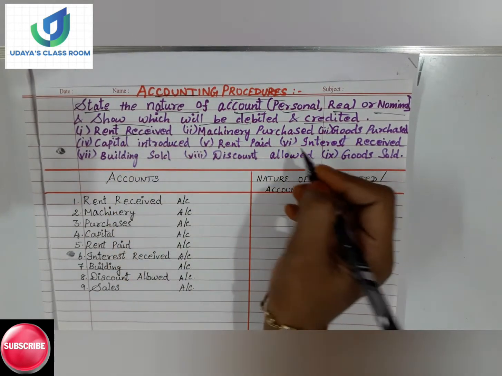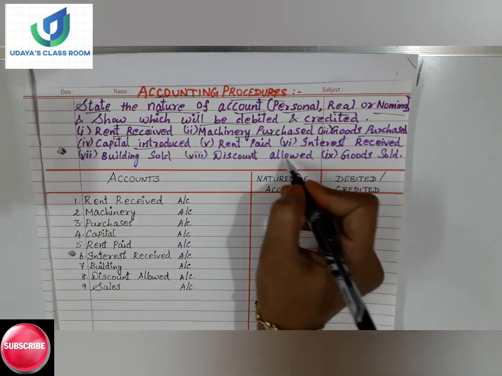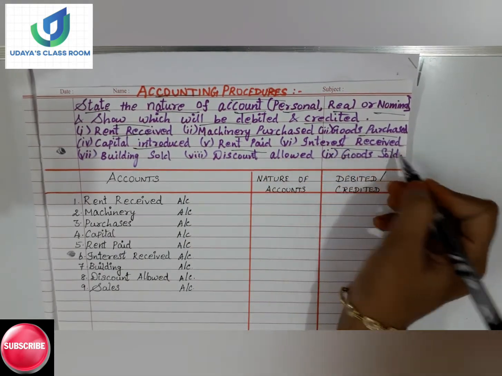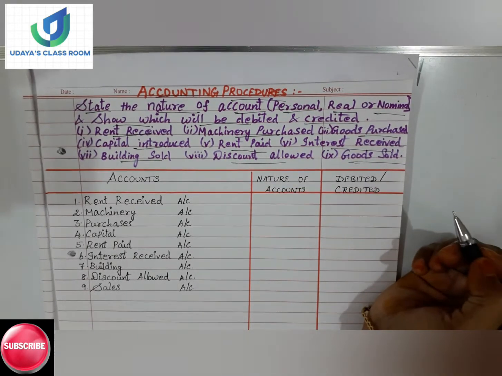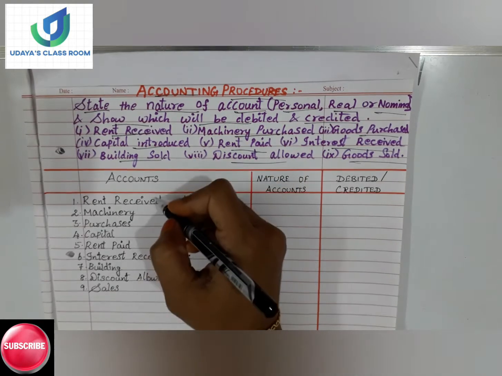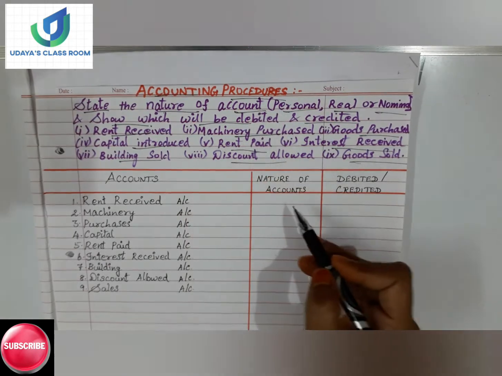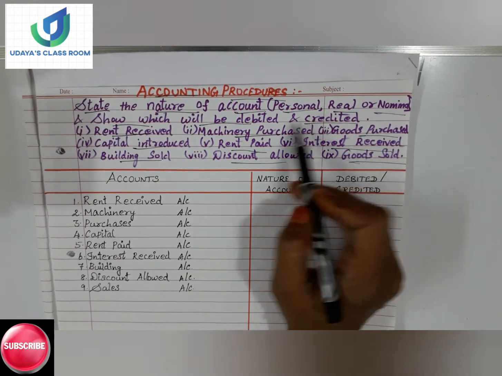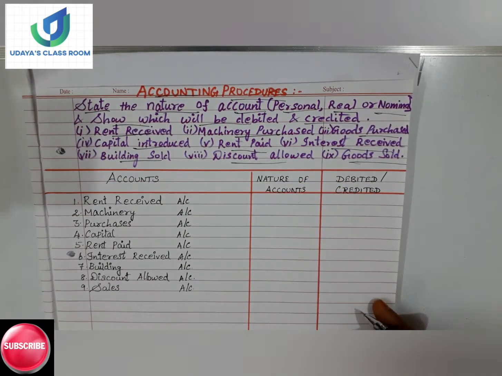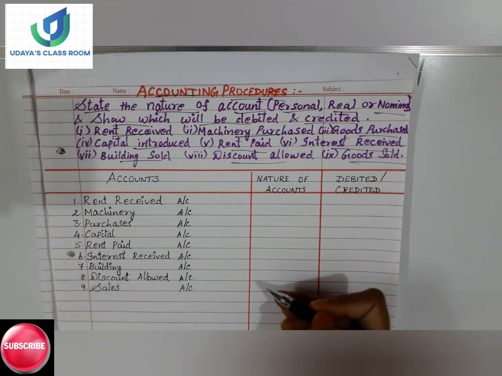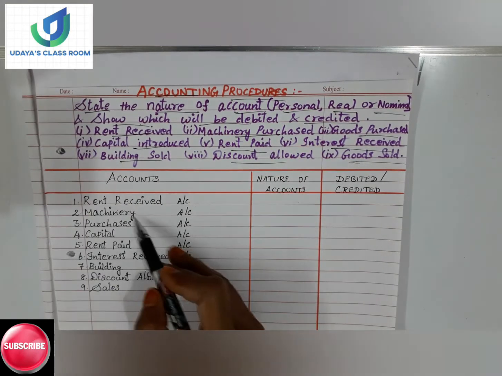Rent received, machinery purchased, goods purchased, capital introduced, rent paid, interest received, building sold, discount allowed, goods sold. So first we have written all the accounts and we have to find out nature of accounts, right? So for that I have opened one column and we need to find which account to be debited and which to be credited. So first, rent received. So it is a rent received account. Machinery purchased. So machinery account.